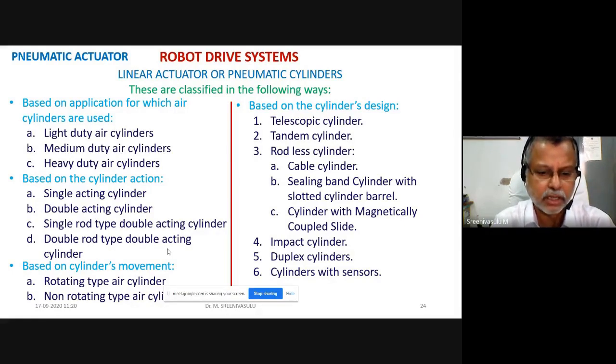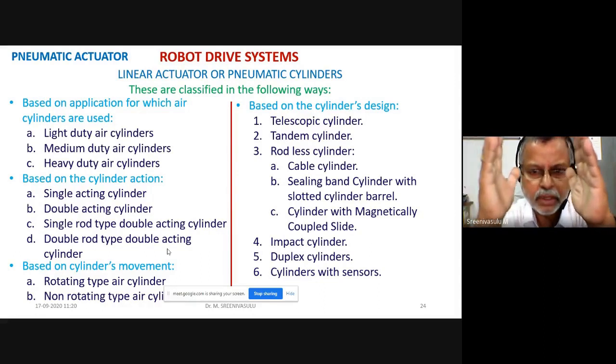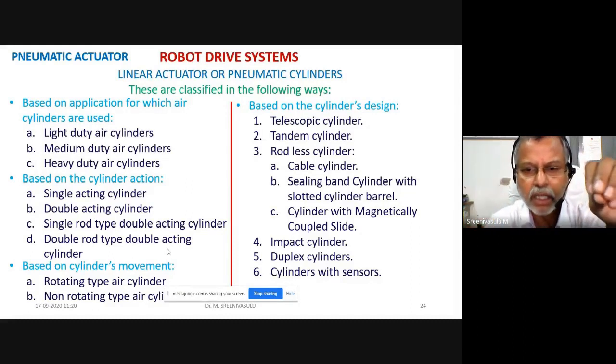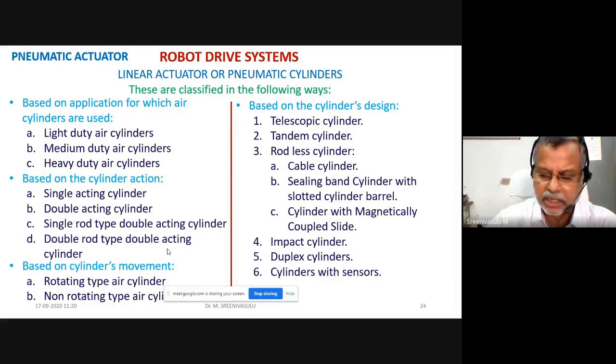put into action. On that side only, the pressurized air is going to be admitted. On the other side, air is not going to be admitted onto the other side of the piston. Maybe you can categorize those sides as left side and right side. Pressurized air is going to be admitted either onto the left side or onto the right side. Such a situation is referred to as single acting.